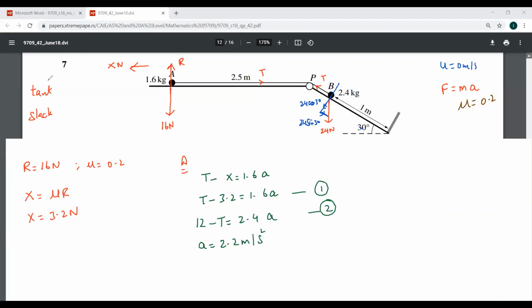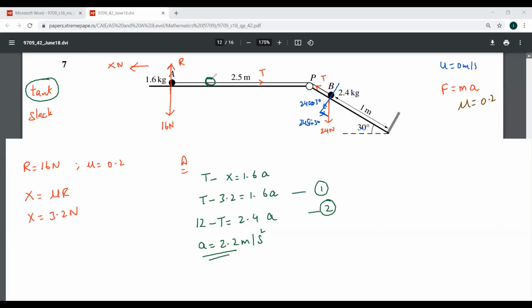Now let's find the distance covered when the string is taut. How much distance will it cover when the string is taut? 1 meter. So there's no need to calculate that. But why did we calculate this acceleration? I'll tell you, just wait.